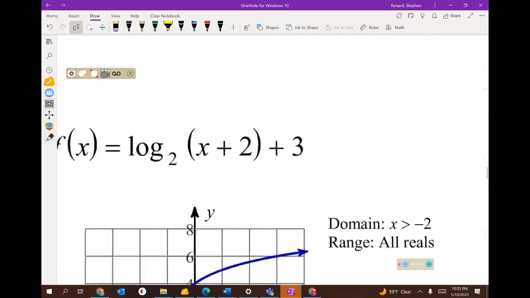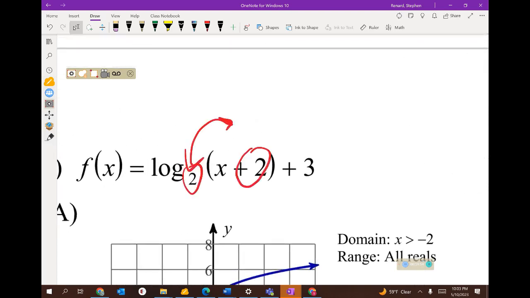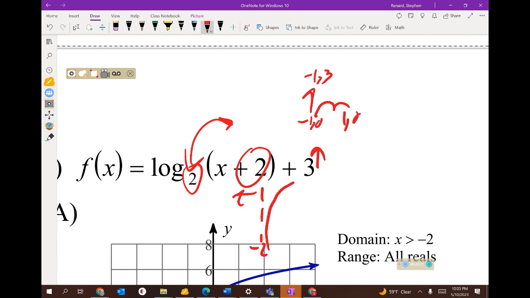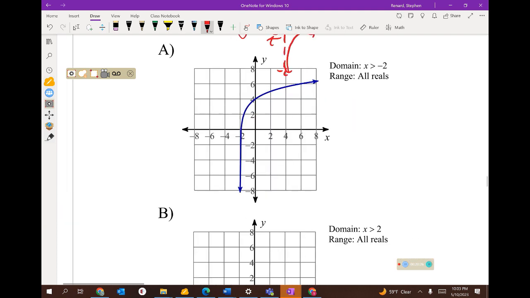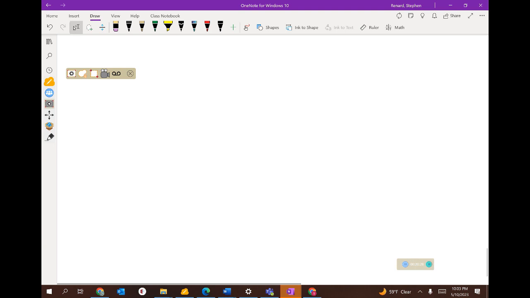So before I even look at the graphs, log base 2, I know it's going like this. Plus 2 here, I know it moved 2 to the left. And my asymptote is going to be at -2. Plus 3 up. So that means the point, I start off at (1, 0). I'm going to move back 2. That's (-1, 0). I'm moving up 3. That's (-1, 3). So when I look at these graphs, (-1, 3) should be an important point as the graph goes like this.